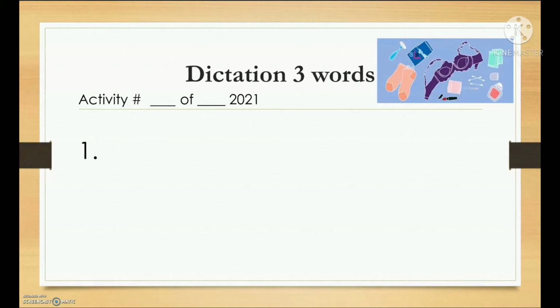Number 1. Spell the word swelling. Number 1. Swelling. Number 2. Spell the word menstruation. Number 2. Menstruation. And number 3. Spell the word puberty. Number 3. Puberty.